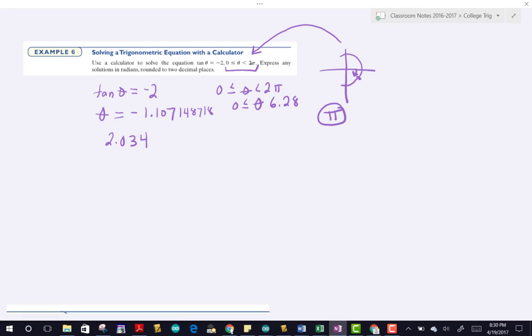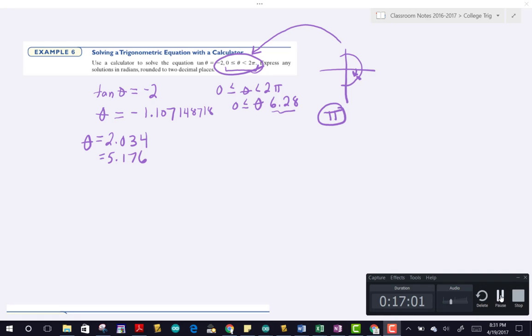If I add pi to that number again, I get 5.176, which is also in the domain that the problem gave. If I add pi to it again, remember pi is about 3.14, I'm going to be bigger than 6.28. So these are my 2 solutions to this problem.